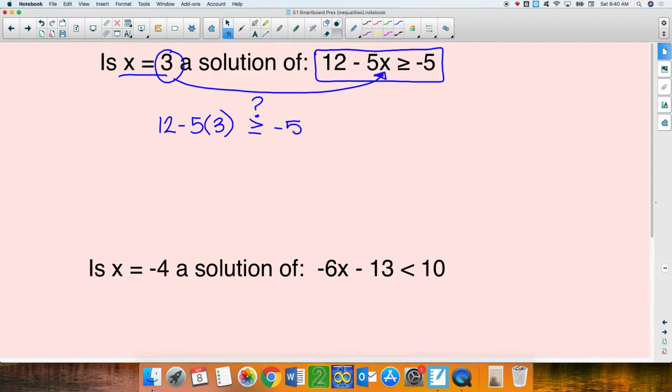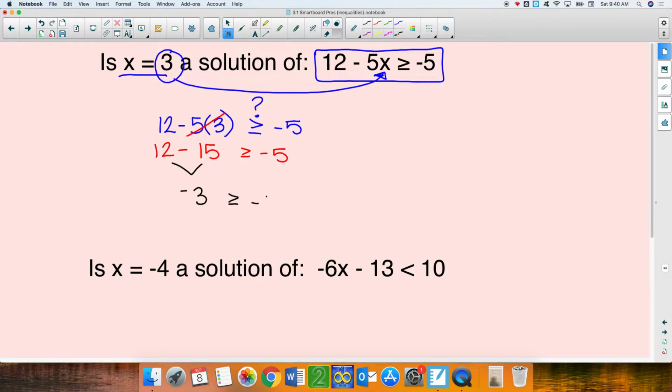And this is not solving. Notice we have no variables left. We are just going to simplify this. We're evaluating. When you simplify, you have to keep in mind PEMDAS. So I need to multiply first. So this is 15. Bring down the minus, bring down the 12, bring down that symbol and negative 5. And then 12 minus 15 is negative 3.